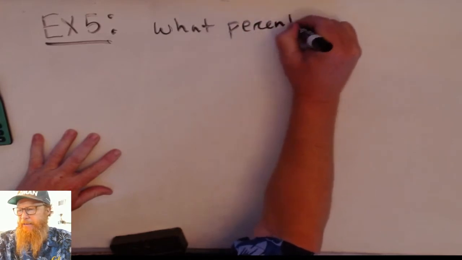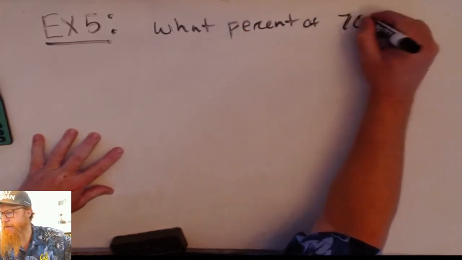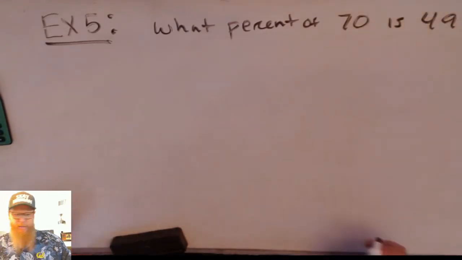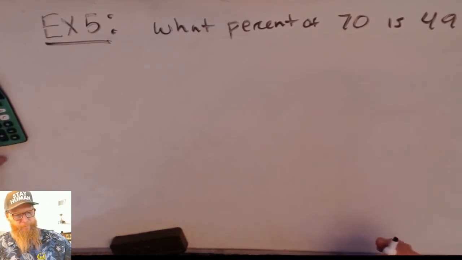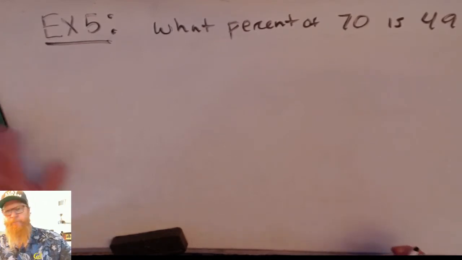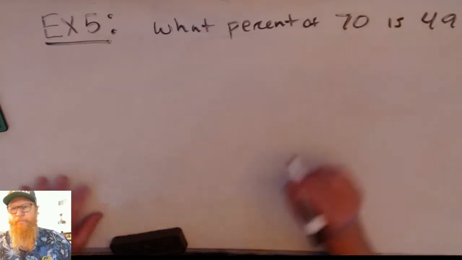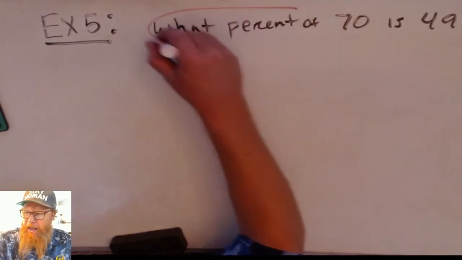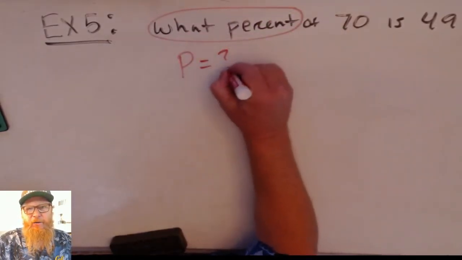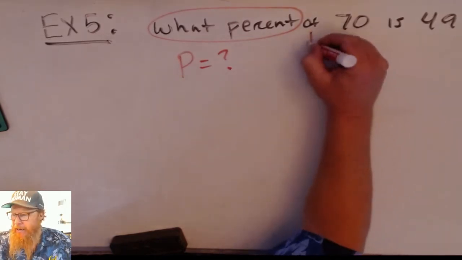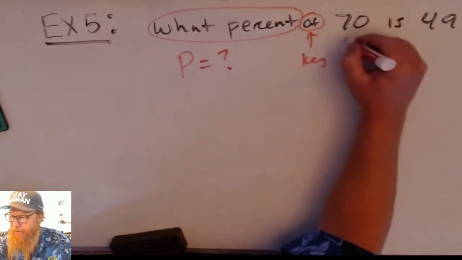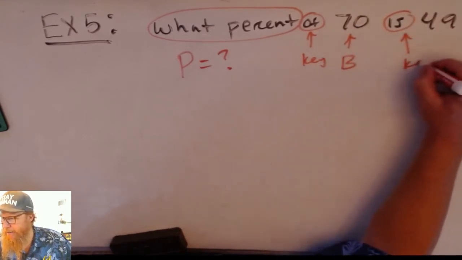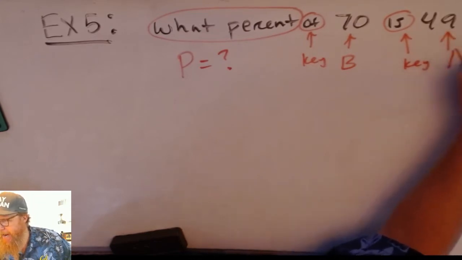What percent of 70 is 49? All right. So again, this is what? So P is now our unknown. Keyword of, so that means this must be B, and then is, that's the other keyword, this must be A.